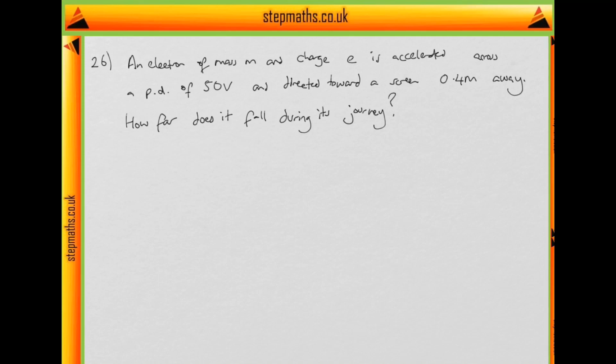But where does this kinetic energy come from? We know it's accelerated across a potential difference, and we have its charge. And we know that energy is voltage times charge. So the kinetic energy it gains, the change in EK, is equal to the energy it gains from the voltage. That's e, the electronic charge, times the voltage V, i.e. 50 times its charge, 1.6 times 10 to the minus 19. So 1/2 mv squared, its kinetic energy, is equal to 50 times 1.6 times 10 to the minus 19.